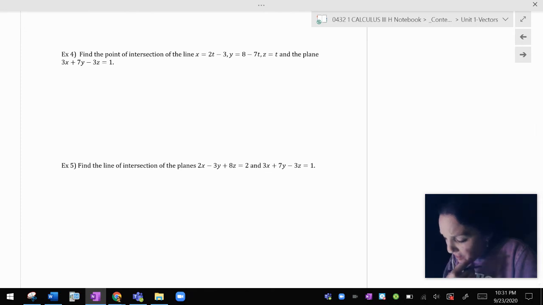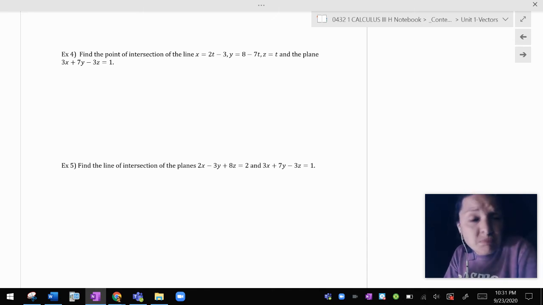Now, the next part is to find the point of intersection of the line and the plane, or the line of intersection of the two planes. You know what? These take a little while. So I'm going to stop this video and just make it about setting up plane equations and then make another video about intersections. Sound good?